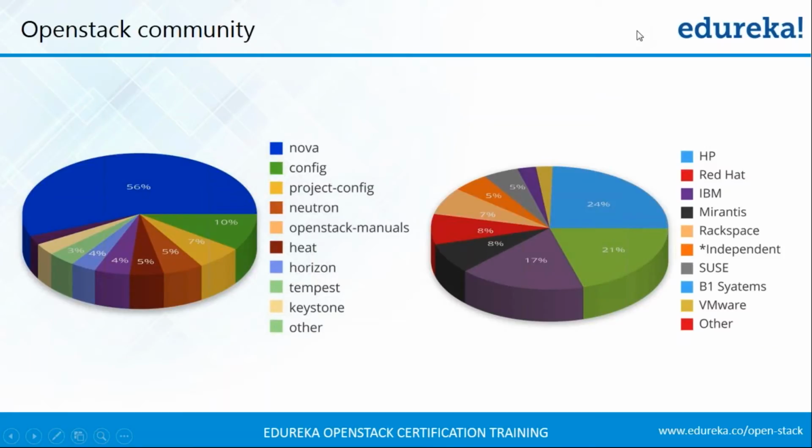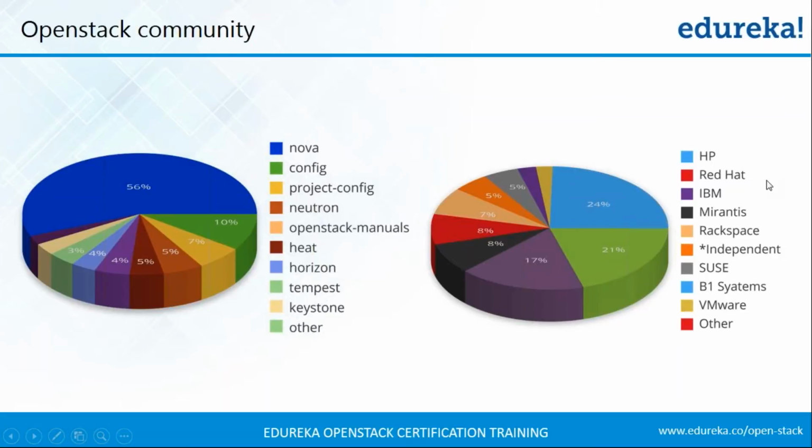OpenStack is an open source project, and a lot of people are contributing, and by contributing I mean they are contributing code to OpenStack. These are the different services, and this is a pie chart of that. These are some other services that people are contributing to. There are a lot of outside contributors for Nova and for different project configurations, Neutron, Tempest, Keystone. These are the services that are available in the previous versions as well.